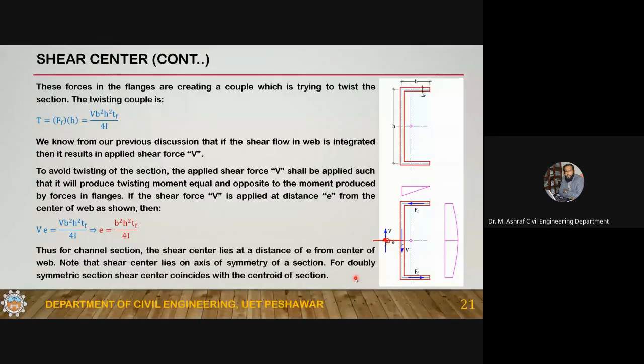But for a monosymmetric section, like this one, it is symmetric about this axis but not symmetric about the other. So this is the axis of symmetry, and the shear center will lie on this one, but not on the other axis. It will be off. For a channel section, the shear center is always at the base of the web. And what should this distance be? If you plug in the values and get, let's suppose, 3 inches, then this distance e is equal to 3 inches.